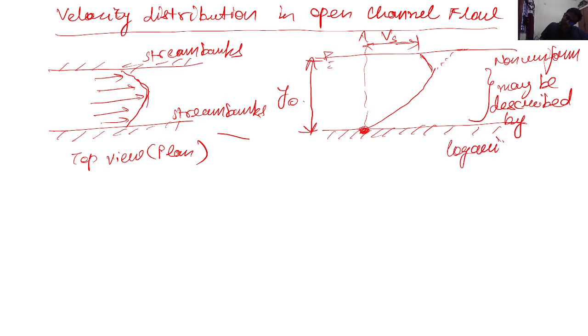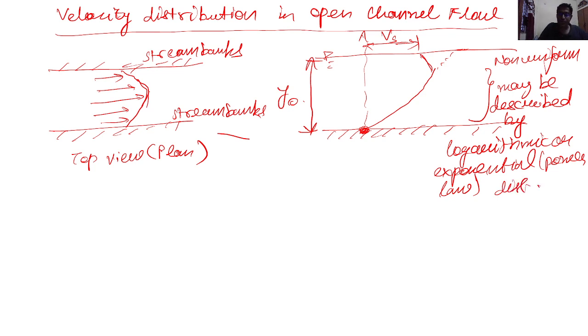logarithmic or exponential, that is power law distribution expressions. Please feel free to ask me questions if there are any in between. You can just unmute yourself and ask your questions. So the funda is that the velocity is zero at boundaries and it gradually increases with increasing distance from the boundary.